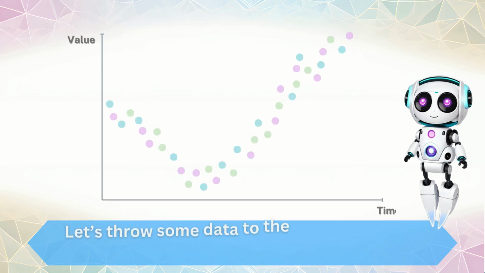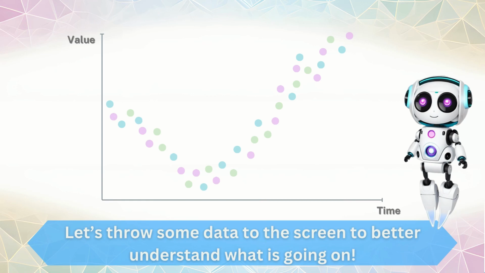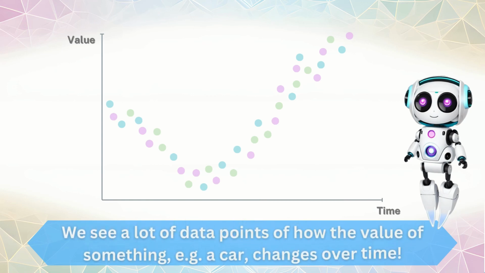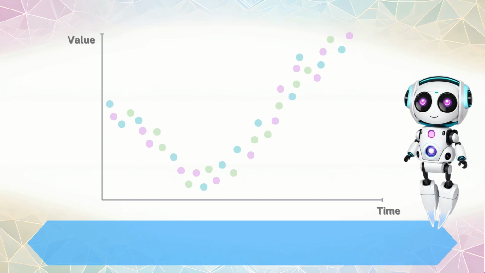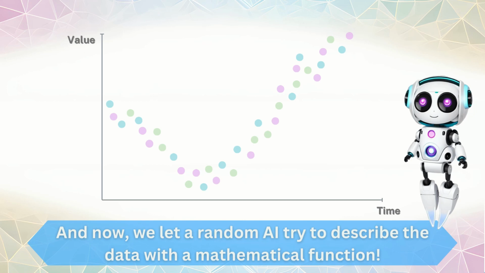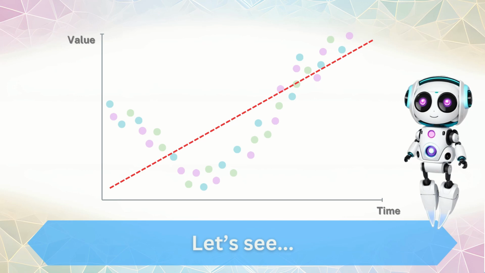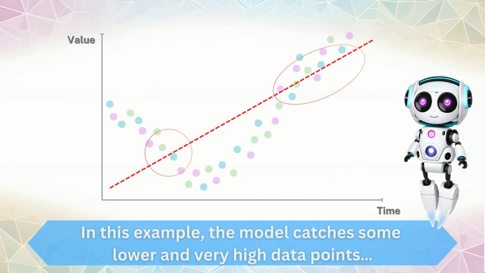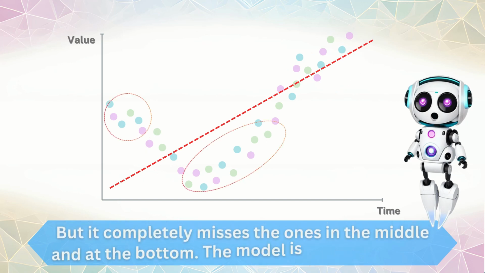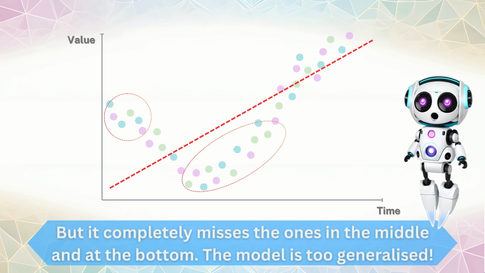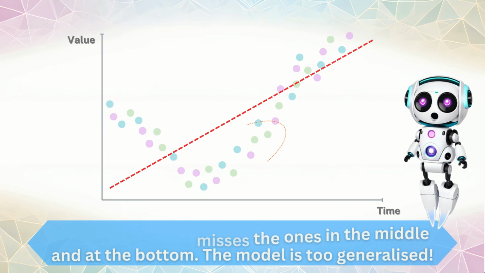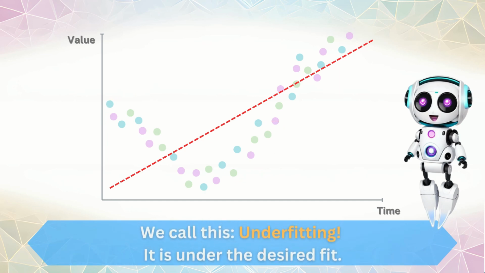Let's throw some data to the screen to better understand what is going on. Here we see a lot of data points of how the value of something, for example a car, changes over time. And now we let a random AI try to describe the data with a mathematical function. Let's see. In this example, the model catches some lower and very high data points. But it completely misses the ones in the middle and at the bottom. The model is too generalized. We call this underfitting. It is under the desired fit.